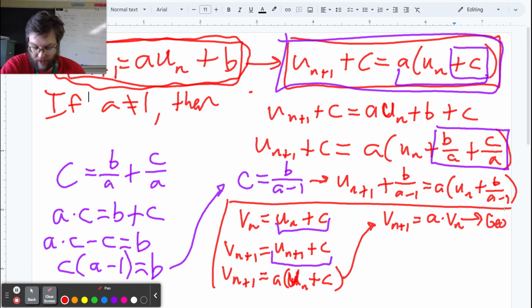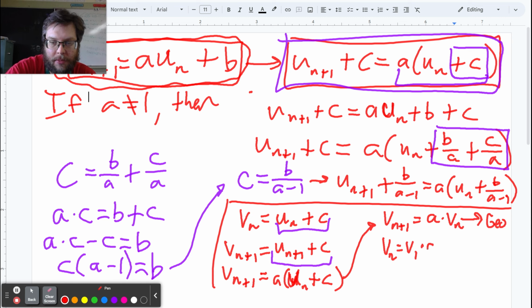So what we're trying to do now is write down an explicit formula. Well, if you have a geometric sequence, we know the explicit formula. The explicit formula is just the first term multiplied by the multiplier, the common ratio, raised to the n minus 1 power. And then we are trying to write down an explicit formula for un. Well, I remember that Vn was defined as un plus c. So now I know that un is just the same explicit formula that I found before, V1 times A to the n minus 1 plus C.